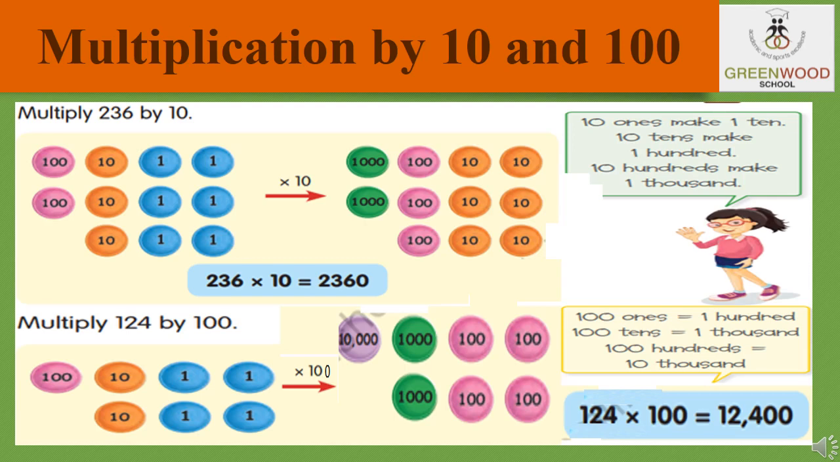Multiply 124 by 100. Again split the number 124. 100, then 2 tens, so 10 10 and 4 ones. Now each and every digit gets multiplied by 100. So 100 into 100 becomes 10,000. 10 into 100 becomes 1000 and 1 into 100 is 100. So when we get the total of all this, we get 12,400.